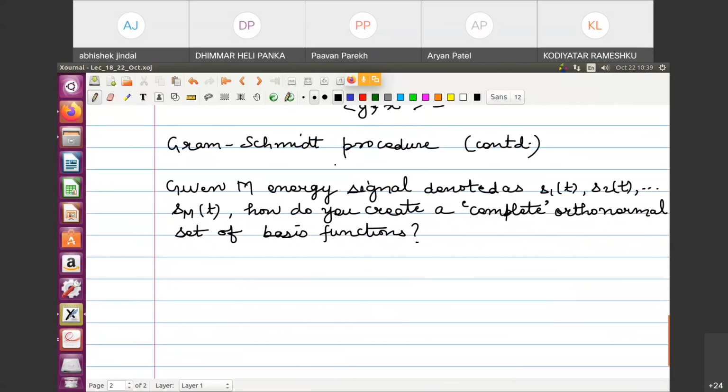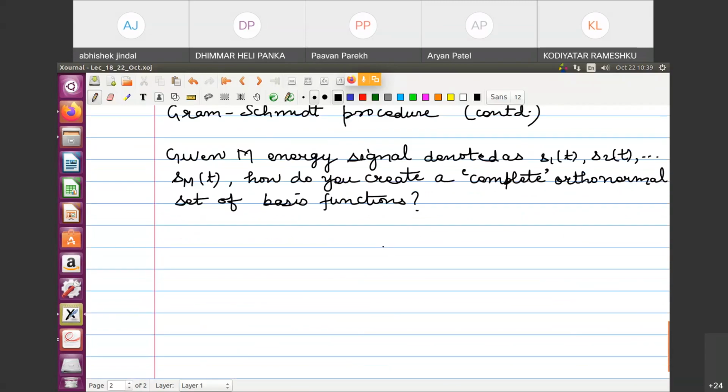So with this procedure, we want to find a complete orthonormal set of basis functions. Orthonormal means that the elements of this set must be orthogonal to each other and their norm must be 1, and basis means that each of the m vectors must be able to be expressed in terms of these functions. So this is the breakup of the sentence. So how do you do that?